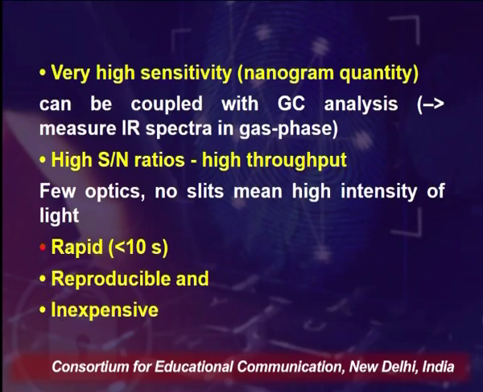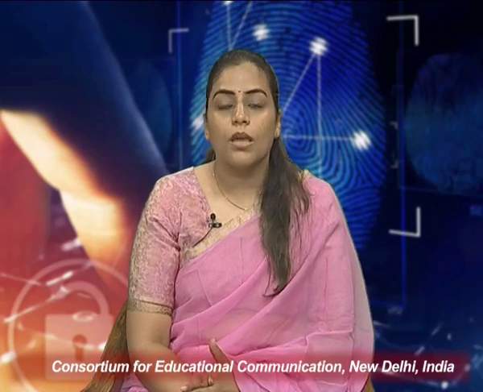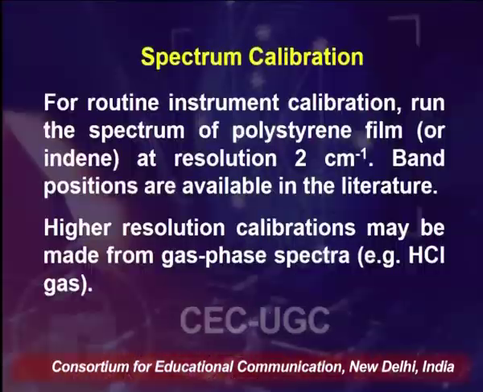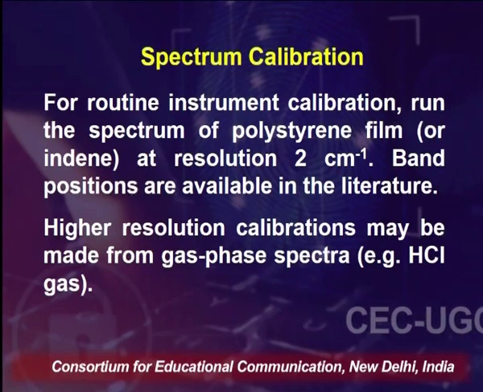That means few optics, no slits, which means high intensity of light. So, whatever signal we are sending, the noise ratio is very low, and the spectra we get through the FTIR have a very high intensity of light. It is very rapid, reproducible, and an inexpensive instrument. That is why we call IR spectroscopy a versatile technique, which is used in forensic analysis.